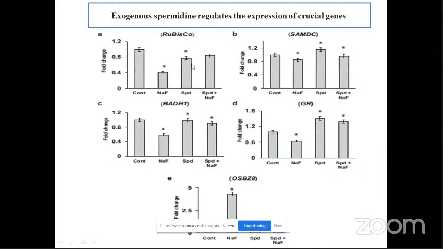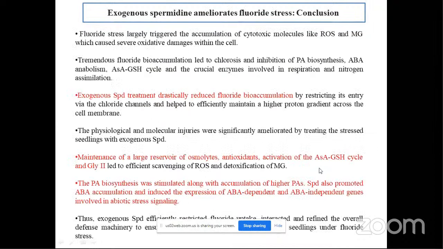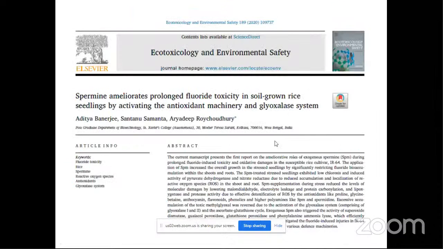Again, some of the crucial genes, like Rubisco, we all know that it's a major photosynthetic gene. So the fold changes of Rubisco: spermidine actually improves the Rubisco gene expression. All these parameters were measured. These were some of the conclusions, that exogenous spermidine reduces fluoride bioaccumulation. Now, while spermidine is a triamine, there is another higher polyamine, a tetramine, which is called spermine.